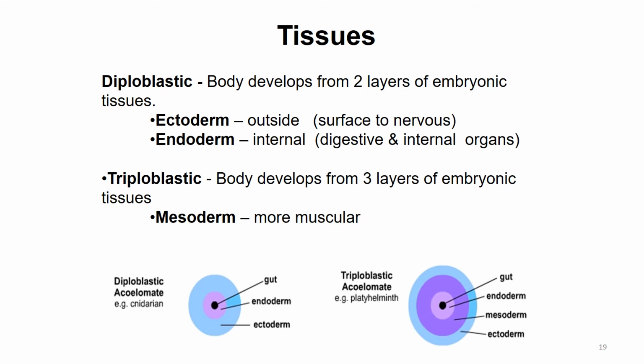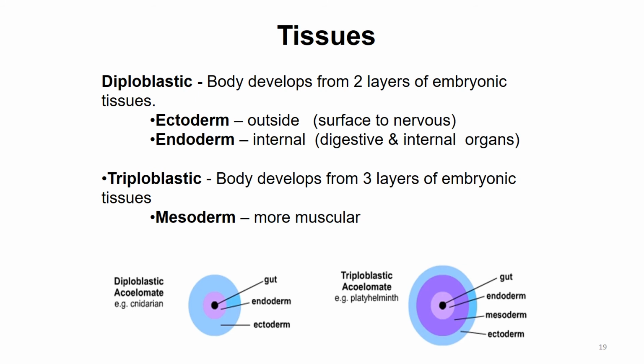There are two types of tissue development in embryos in animals. Diploblastic organisms develop from two layers of embryonic tissue. The two layers are the ectoderm, which forms the outside of the organism, the surface, so the skin, to the nervous tissue. The second layer is the endoderm, which forms the internal tissues like the digestive and internal organs.